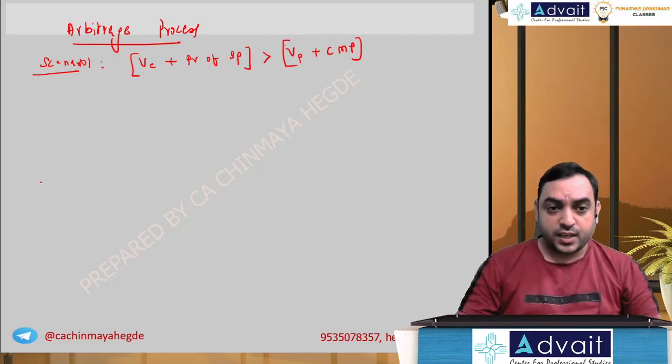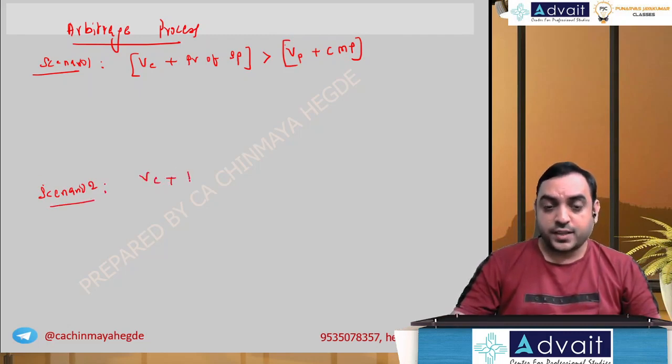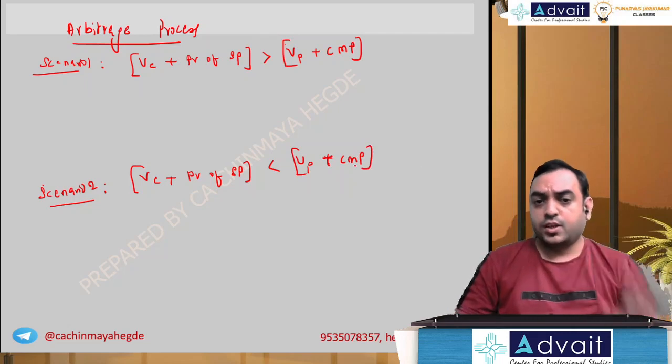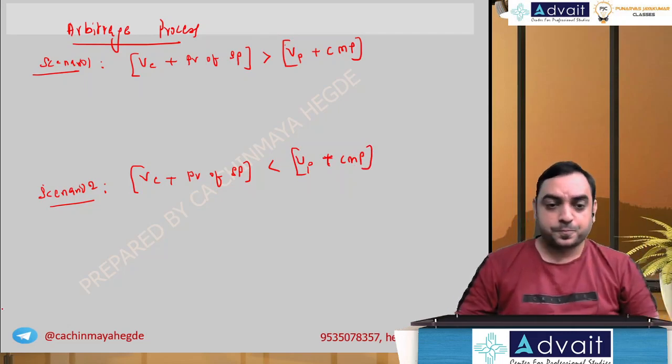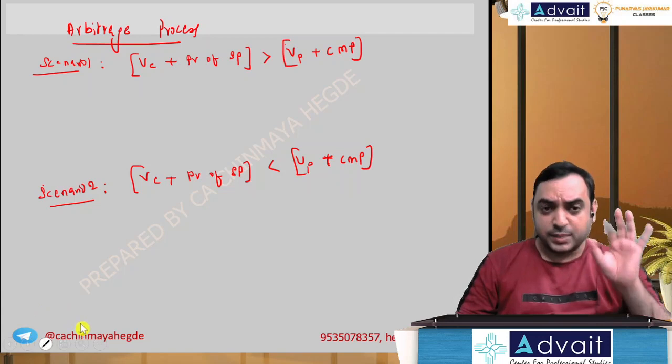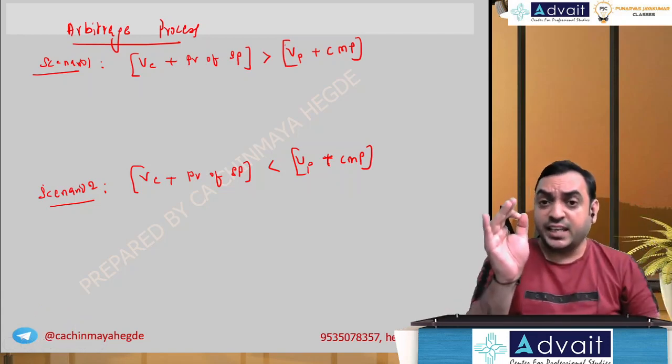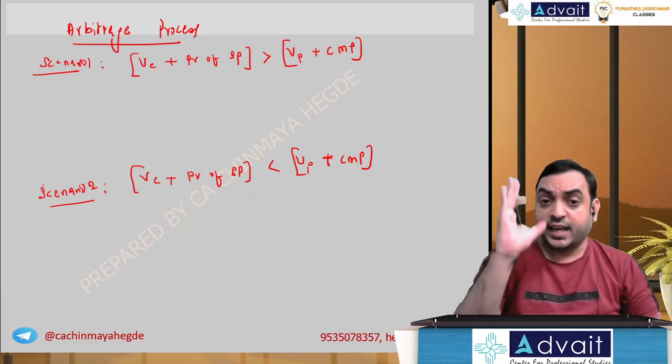Then I'll come to the second scenario, scenario 2. Value of call plus present value of strike price is lesser than value of put plus current market price. Okay, only these two are possible. Now, very simple rule. Remember this shortcut. This shortcut is not available anywhere in any textbook, any classes. I can tell you confidently.